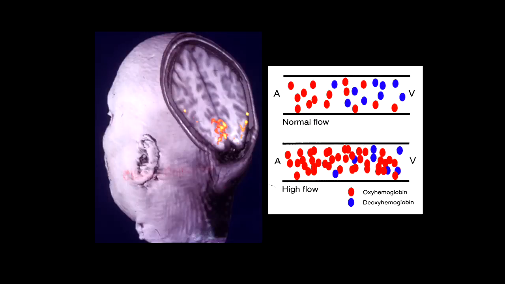There's visual stimulation, with visual fMRI activity ramping up at 4 to 5 seconds. It's a sluggish but very spatially beautiful response. And when you are at normal flow, when you're sitting and doing nothing, or maybe with your eyes closed, maybe half your red cells have oxygen.